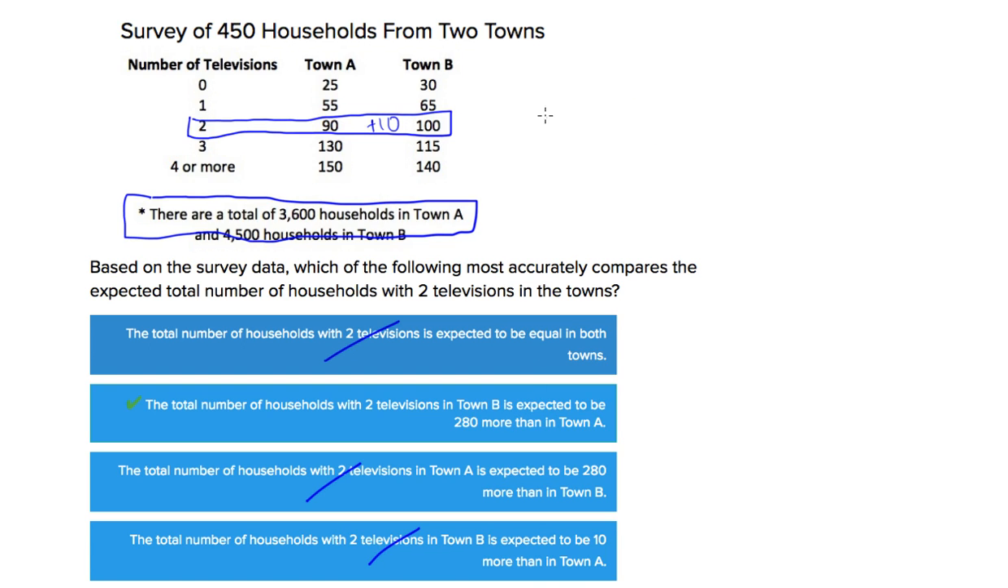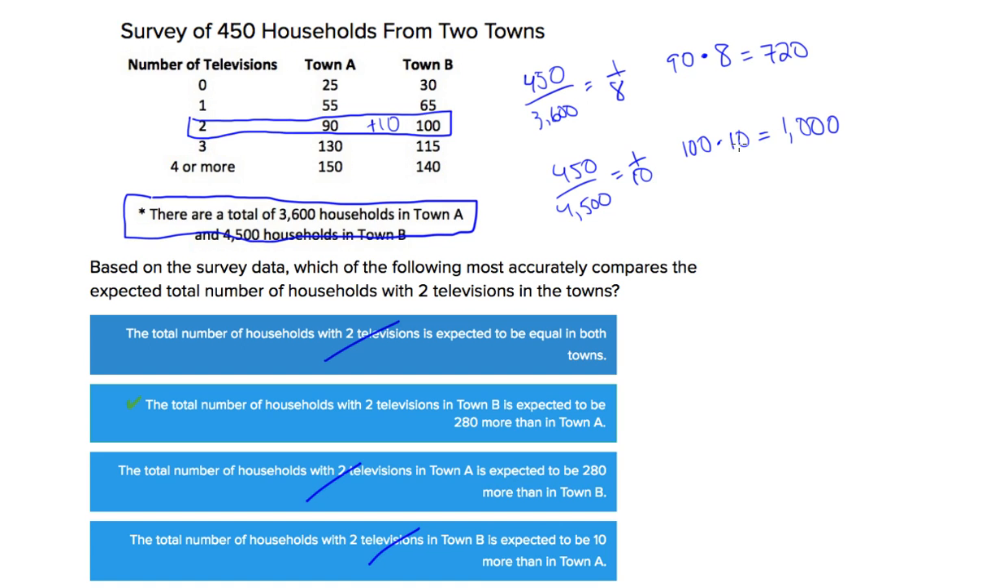If you want to work out the whole thing, for Town A, 450 out of 3,600 simplifies to 1/8 of the population that was surveyed. So out of those 90, we could expect it to be 8 times more. For Town B, 450 out of 4,500 is 1/10. So we surveyed less of the population and we found more TVs within that smaller group. Extrapolate that out, multiply by the 10, and we'd end up with 1,000. That's where that 280 number comes from.